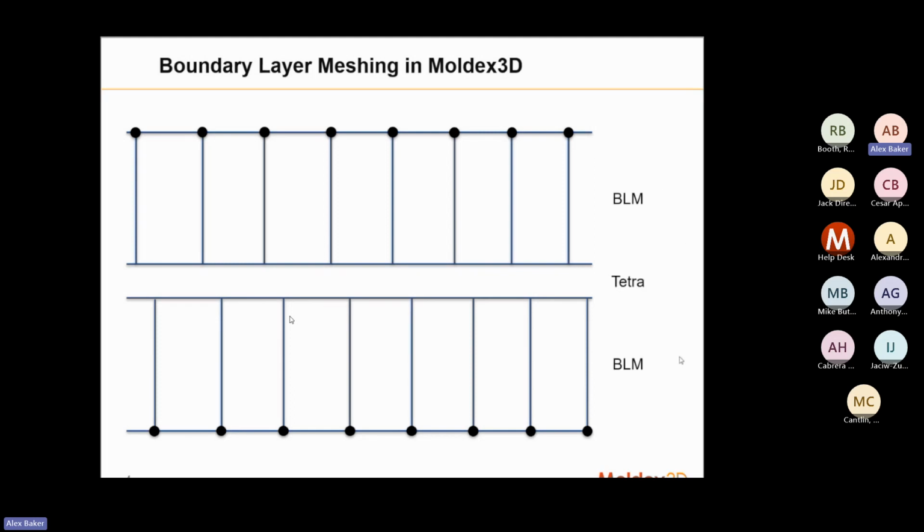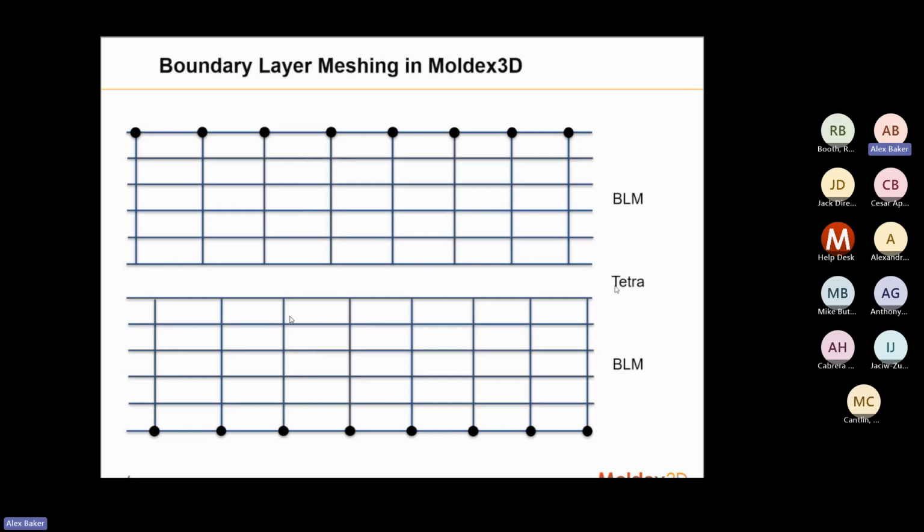The top and bottom layers are called the boundary layer mesh, BLM, and this middle layer is more like a connector layer between the two called the tetra. Typically, this boundary layer section is going to be divided into sublayers. In this case, we have what's called a 5-layer BLM, where we have 5 layers on the top, 5 layers on the bottom.